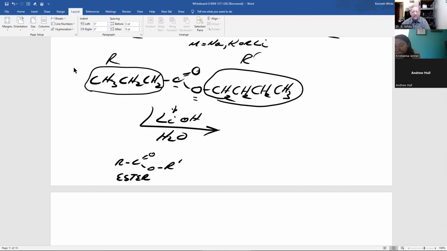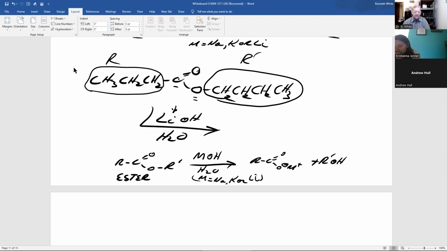And then here, lithium hydroxide, LiOH, that's a base. And water, remember M can be sodium, potassium, or in our case, lithium. And what do you get back? The carboxylate anion of the carboxylic acid you would have used to make that ester plus the alcohol you would have used to make that ester.